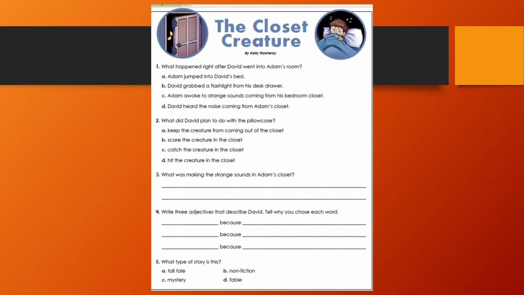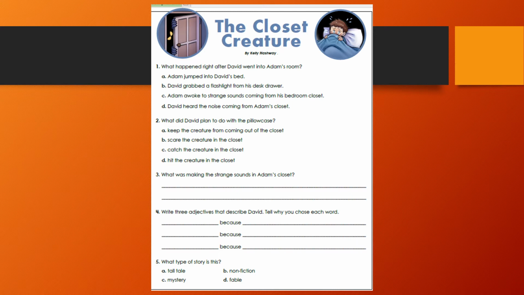The closet creature. Question number 1. What happened right after David went into Adam's room? A. Adam jumped into David's bed. B. David grabbed a flashlight from his desk drawer. C. Adam awoke to strange sounds coming from his bedroom closet. D. David heard the noise coming from Adam's closet.